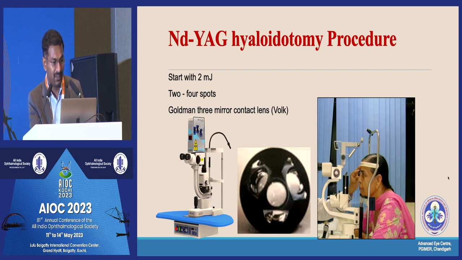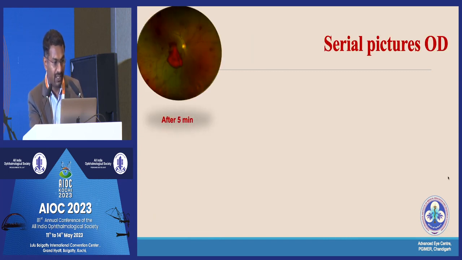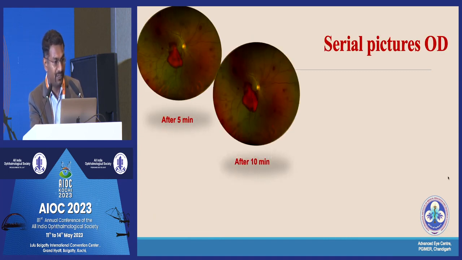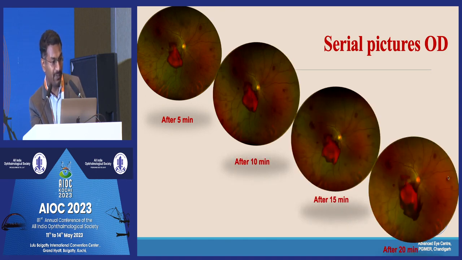Before going into PPV, we performed YAG laser hyaloidotomy. I think it was some 4-5 years back that we started doing YAG hyaloidotomy at our center. We started with 2 millijoule energy, and 2 to 4 spots are required. In our center, we have an Abraham as well as the Goldmann 3 mirror contact lens, and 2 or 3 spots is more than enough to do the procedure. This is the serial picture after the procedure, taken after 5 minutes, 10 minutes, 15 minutes, and 20 minutes. In all the pictures, the blood is trickling down into the vitreous cavity.